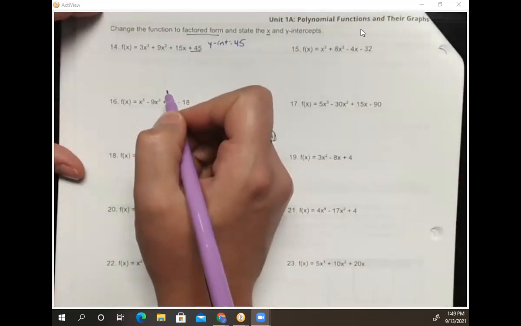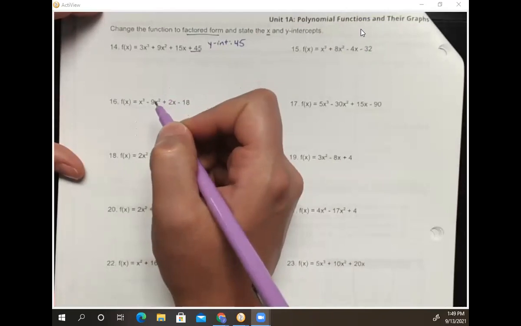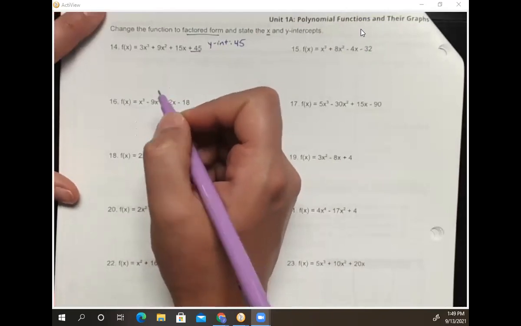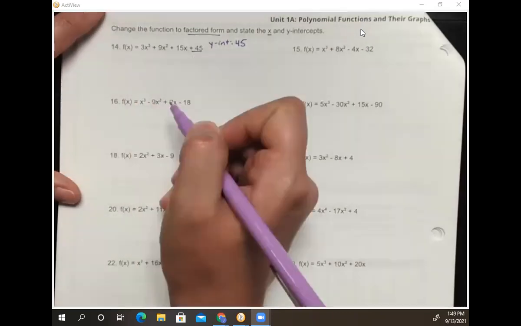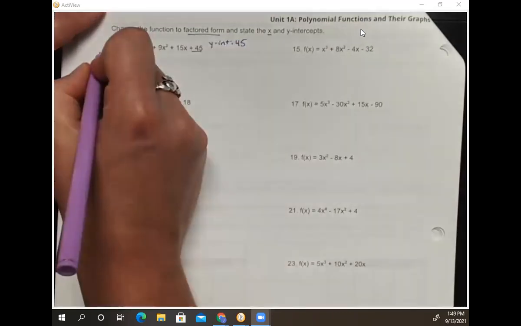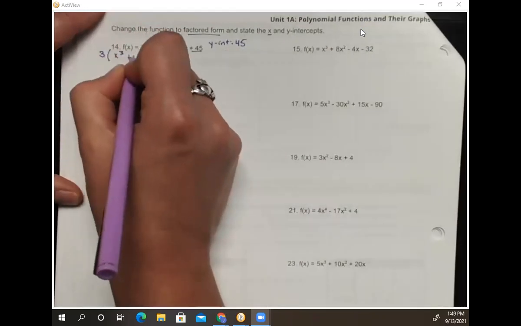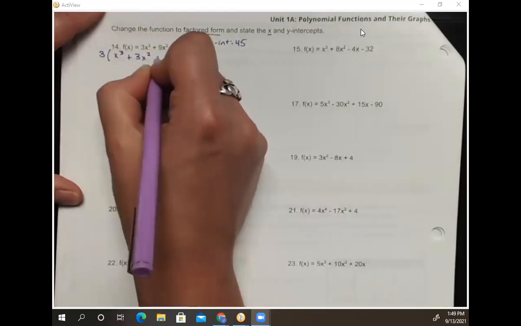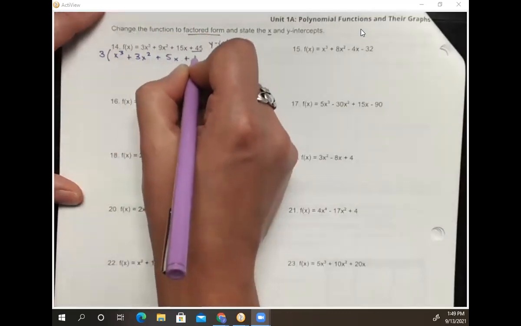The first thing we want to do anytime that we're going to factor something is start by looking for a greatest common factor for all of the terms. And if I take a look at my problem here, all of my coefficients are divisible by 3. So I'm going to pull out a GCF of 3 to start. That would leave me with x cubed plus 3x squared plus 5x plus 15.